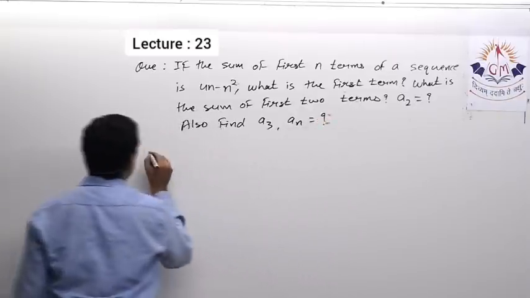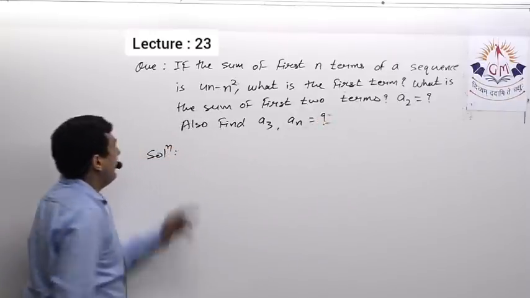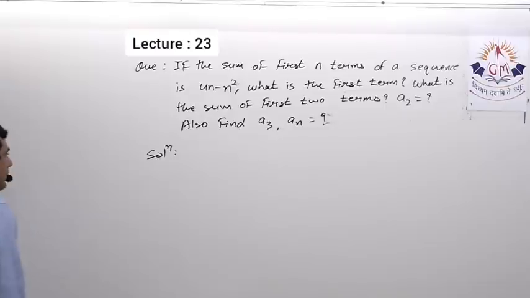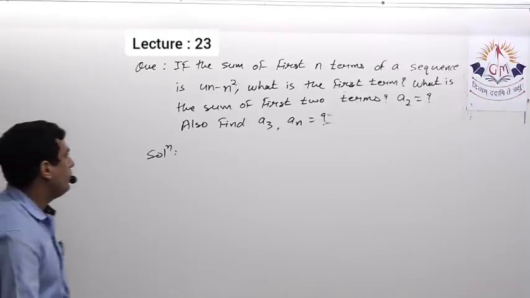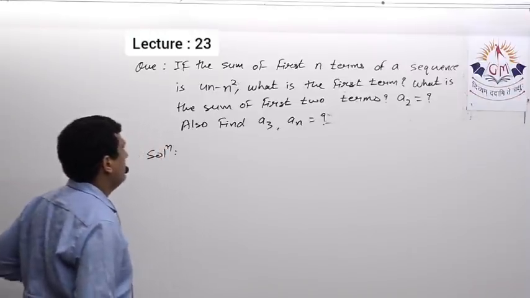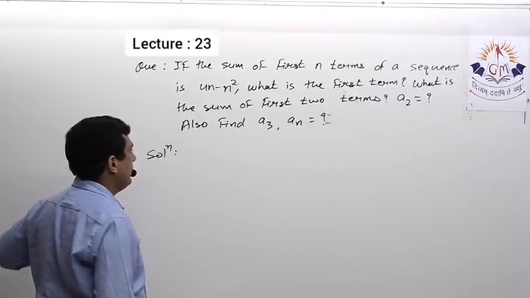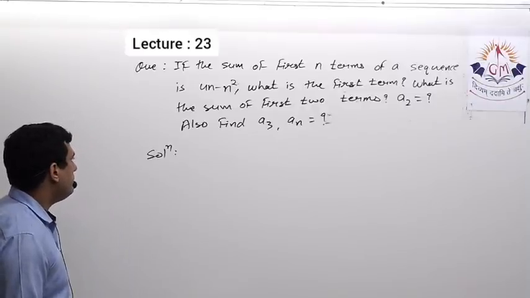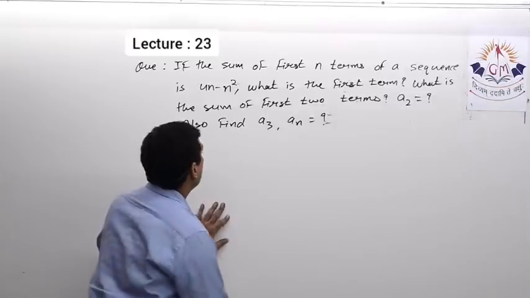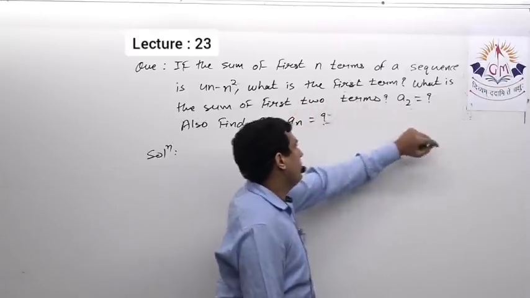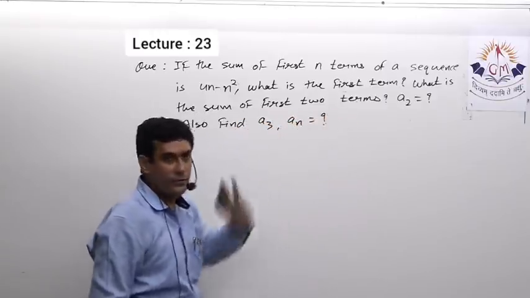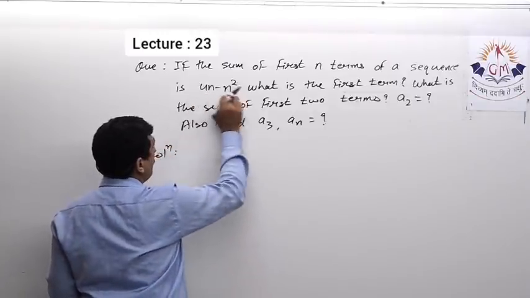Okay, so here it is given the sum of first n terms of a sequence. The sum is 4n minus n square, and we have to find its first term, the sum of first two terms, then the second term, third term, and the nth term. See, first of all, it is not given that it is an AP. If I have to find the first term, it is easy. Simply, if I put n equal to 1, I will get the first term. Here it is given the sum of n terms.